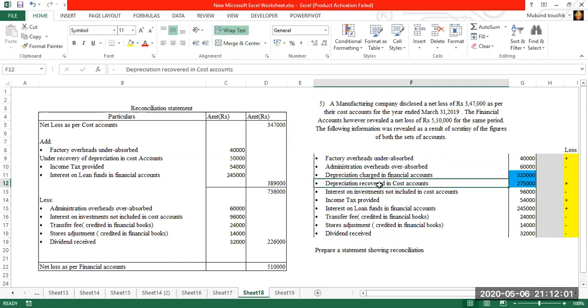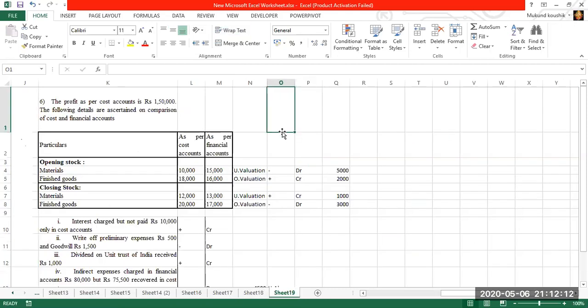It is simple. Whatever you add earlier, you subtract it, and whatever you subtract, you add it. You have to just reverse the rules. That's all. So this is about the fifth problem. Now let us understand the sixth problem. See, the sixth problem, it is the same. There is no need to worry.